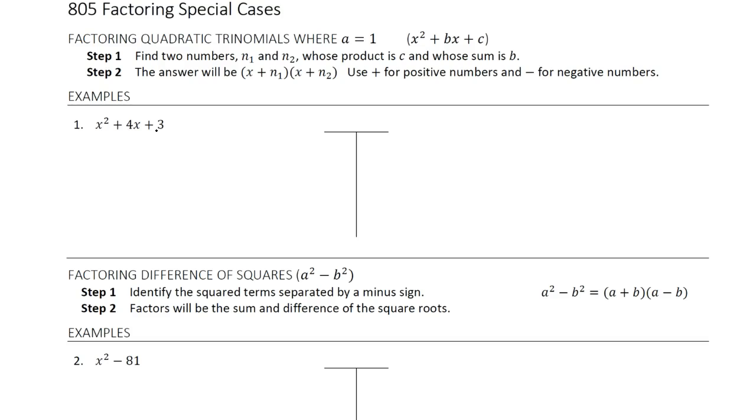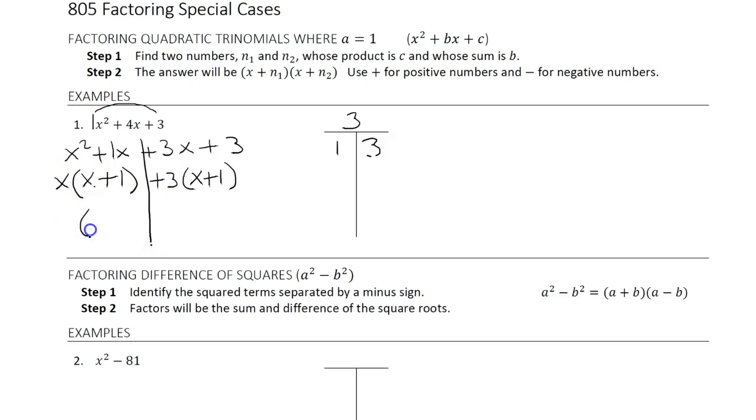In the first case, you notice that you have a quadratic trinomial where the leading coefficient is 1. So we multiply 1 times 3 to get 3. The factors of 3 are 1 and 3. So our normal way, we would write this out: x squared plus 1x plus 3x plus 3. Now factor by grouping. The final answer for this one would be x plus 1 times x plus 3.